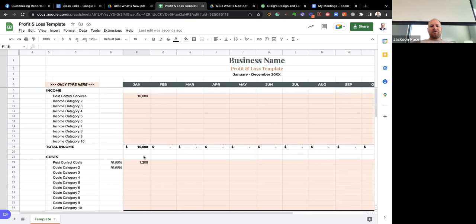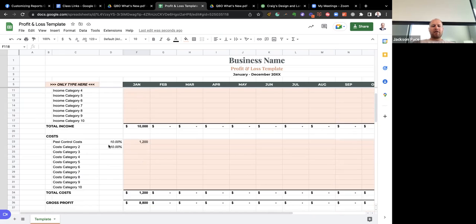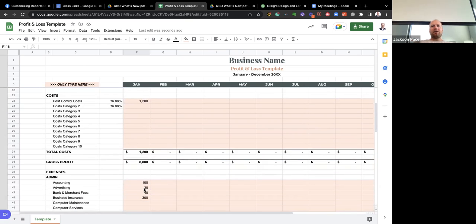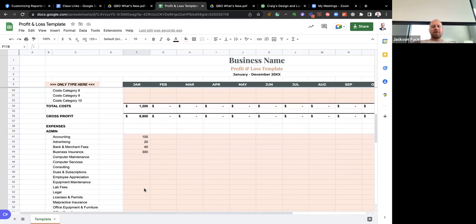And so what we've done is a couple things on this income statement. So we've grouped all of our income categories together. We have our total income up here. We have all the costs related to that income as our second grouping right here under costs, which gives us our gross profit. So in this case, they actually have a pretty healthy, good gross profit, $8,800. But then what happens is we get down here into our expenses. That's where things start to creep up.